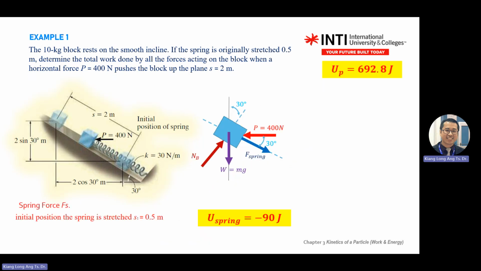Okay, the spring. You need to know what is the initial location. In this case, let me see. It says in the question, original stretch 0.5 meter. So the original position is 0.5. For the final position, you need to add 2 meters, 2 meters here plus the 0.5.